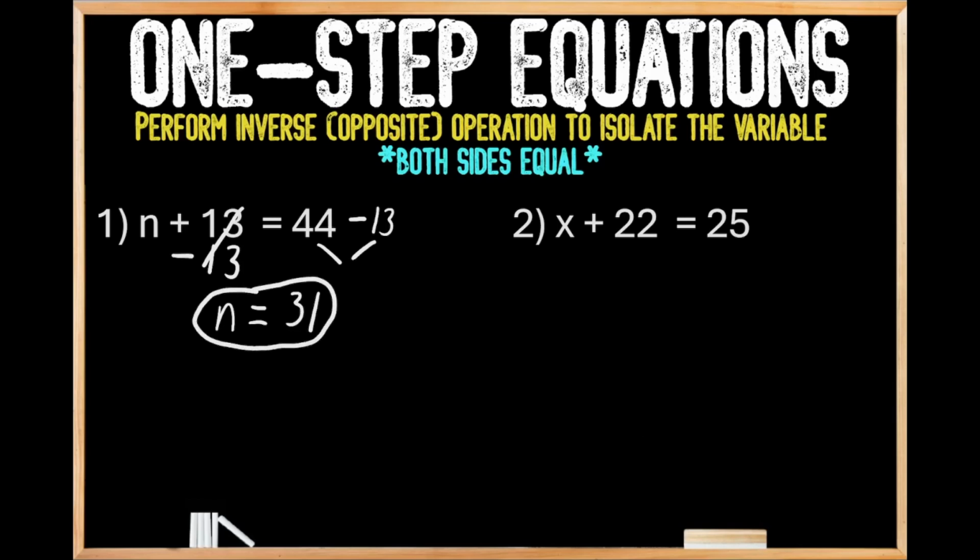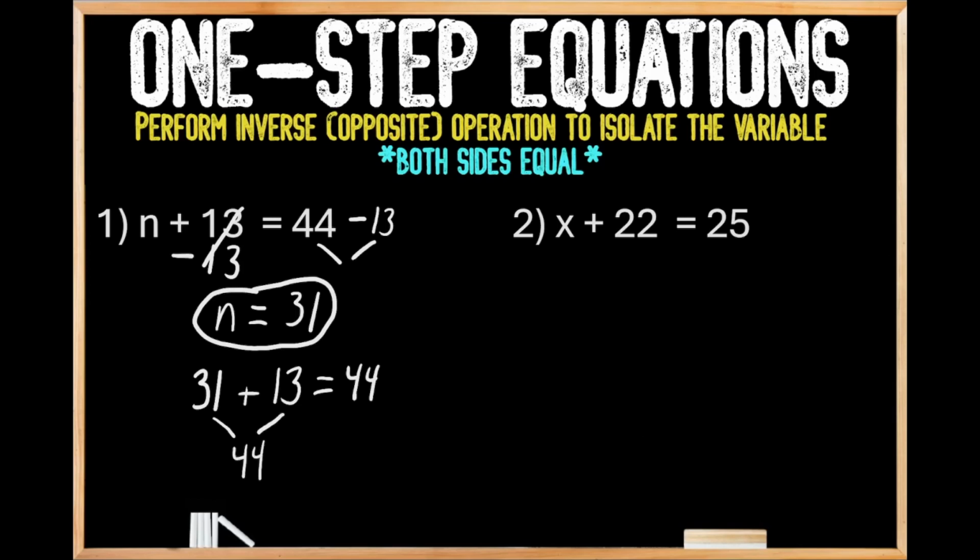And if you want to double check this to make sure that this is correct, then we're simply just going to plug in our value for n and see if we get the same answer. So instead of having n here, we're now going to have 31 plus 13 equals 44. And to double check to make sure that this value is correct, we're going to add 31 and 13, which does give us 44. And since both sides of this equation are balanced, it means that n does in fact equal 31.